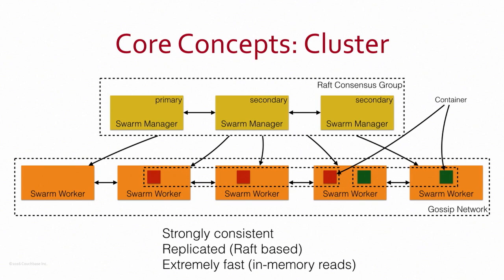And similarly, on the bottom, what you see is all the workers. Those workers communicate to each other using a gossip network. The key idea here is that there is always a trade-off you need to make: how many managers you want to have. Typically the recommendation is 1, 3, or 5, depending upon how critical your cluster is.